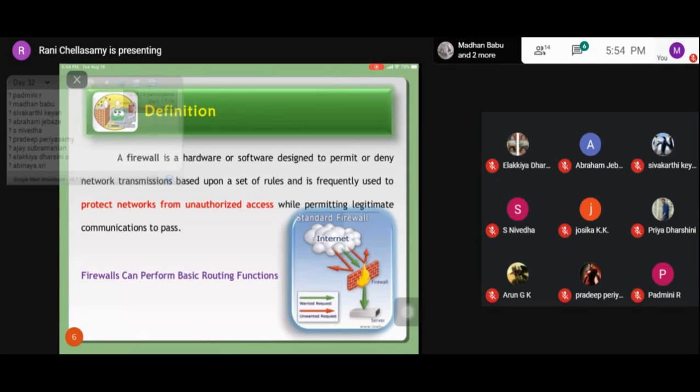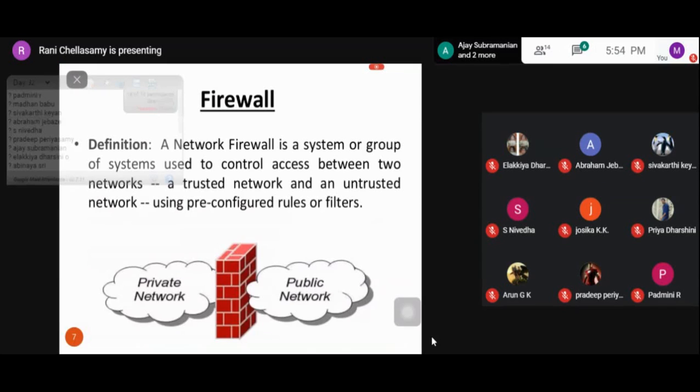So the firewall can perform some basic routing functions. Normally, what does a router do? It performs the routing function, that is, it has to find the best path or optimal path to route the packets. That's the main function of the router. Coming on to the firewall and other definitions, it's a system.